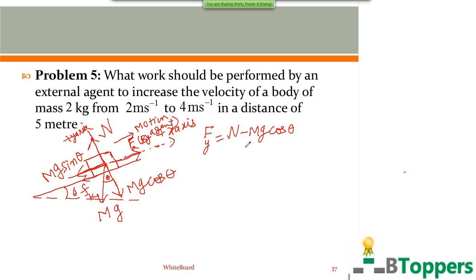So in this case, the body has no motion parallel to the y direction. Therefore, the y component of the resultant force on the body has to be 0. So the magnitude of the normal reaction on the body is equal to mg cos theta. So the force of friction, Fk, is equal to nu into N. Nu is the coefficient of friction between the block and the inclined surface. That is, nu mg cos theta.